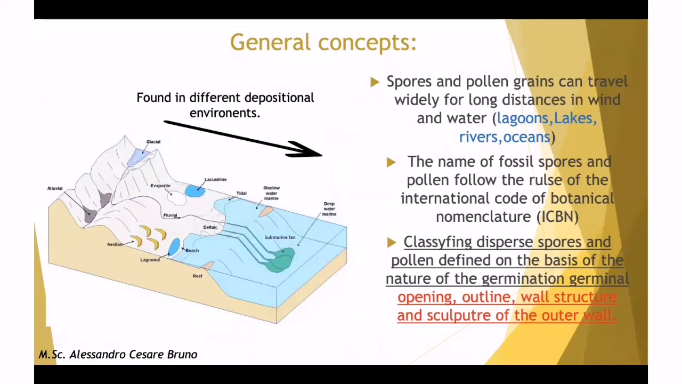And they are found in a very wide range of depositional environments. For example, we can find angiosperm grains in very deep water marine environments because angiosperm grains can travel with the wind very long distances. When you want to classify fossil spores and pollen, the naming and classification follow the rules of the International Code of Botanical Nomenclature. Generally, the classification of spores and pollen is based on the nature and germination of the spore or pollen: the openings, outline, wall structure, and the sculpture of the outer wall are studied for taxonomic identification.